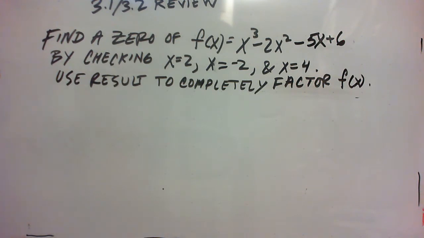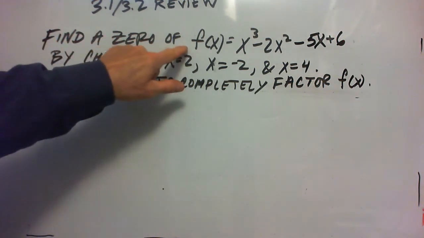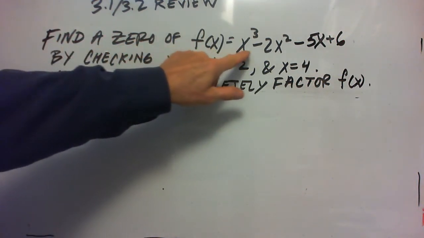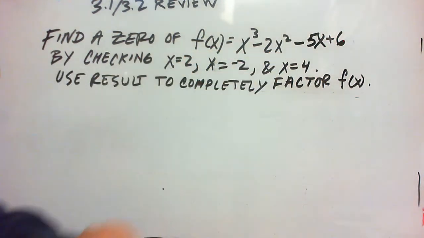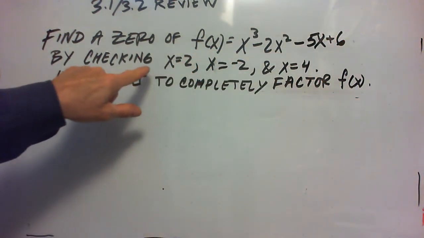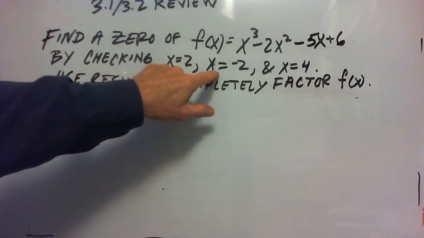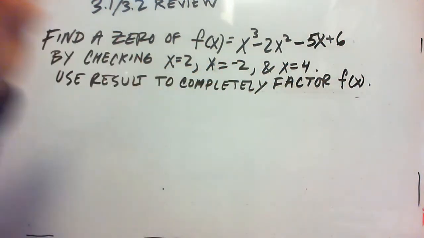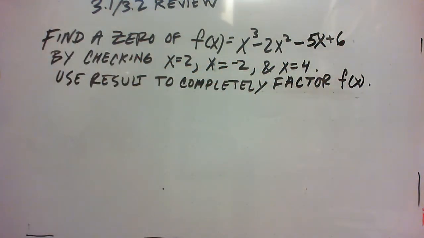Okay, in our next problem, find the 0 of f of x equals x cubed minus 2x squared minus 5x plus 6 by checking x equals 2, x equals negative 2, and x equals 4. Use the result to completely factor f of x.